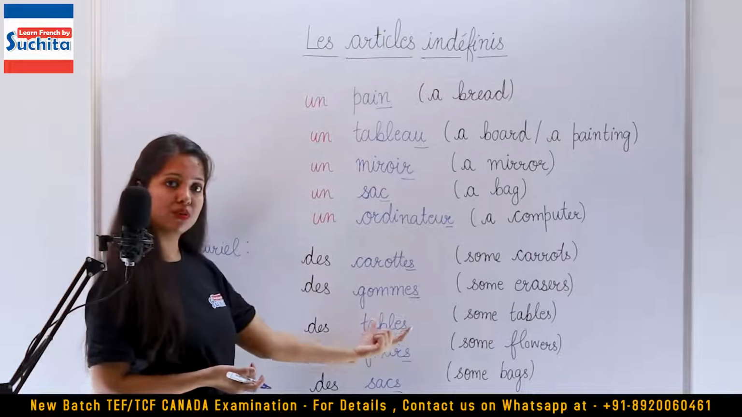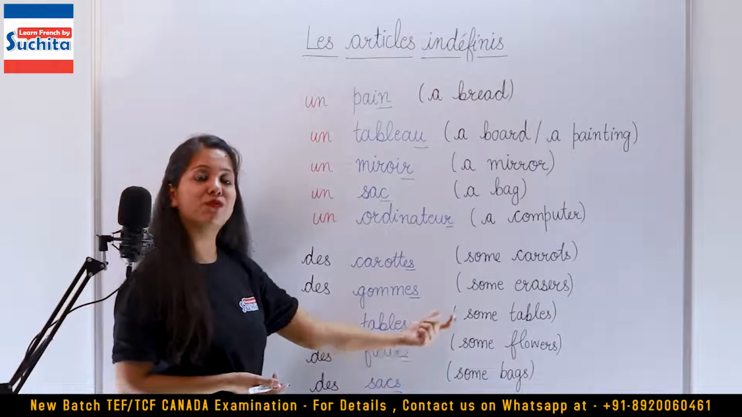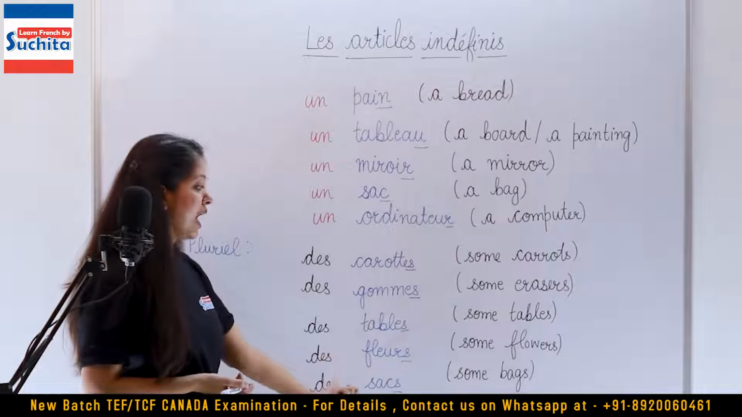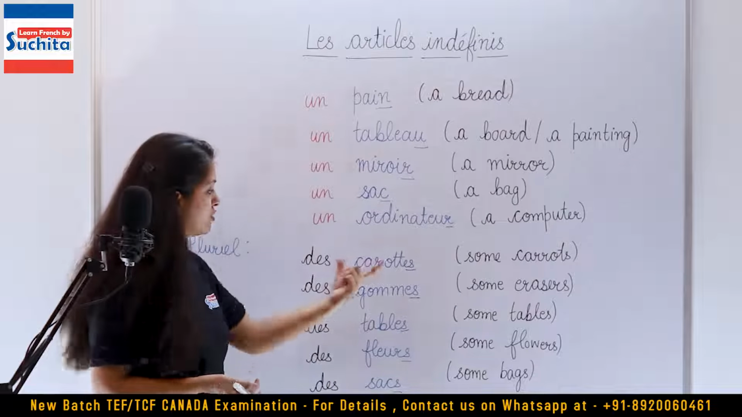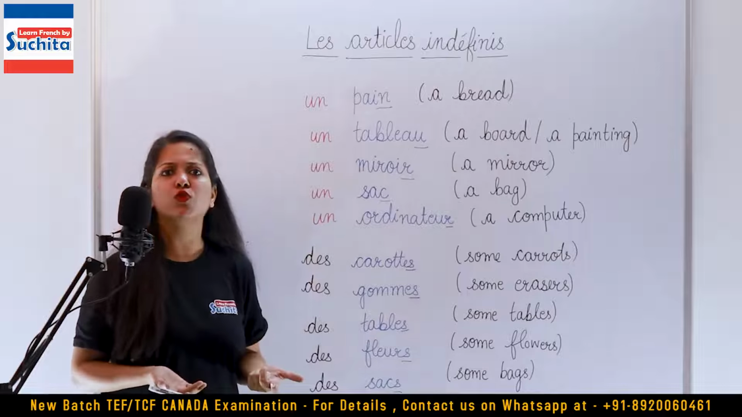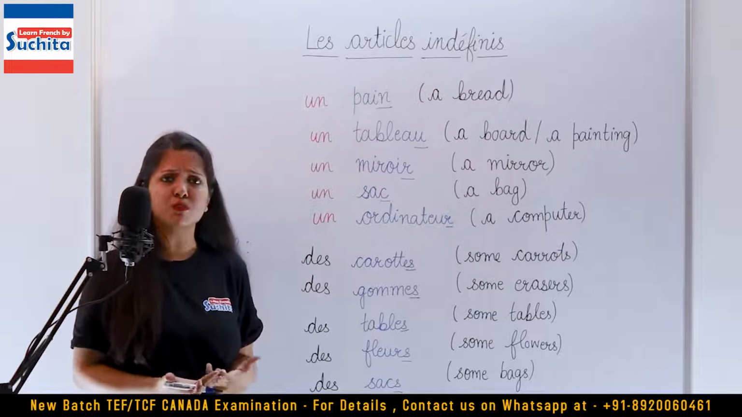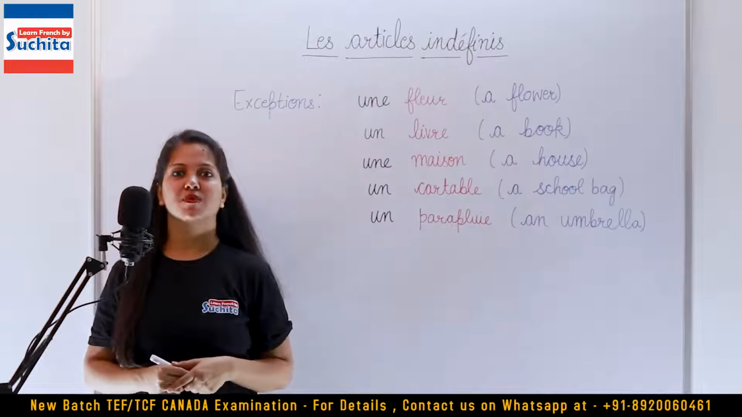Des tables, some tables. Des fleurs, some flowers. Des sacs, which means some bags. So you see all of them are plural, so I put des in front of all of them. You do not have to care about whether it is masculine, feminine, or an exception. If it is plural, you always have to put des.